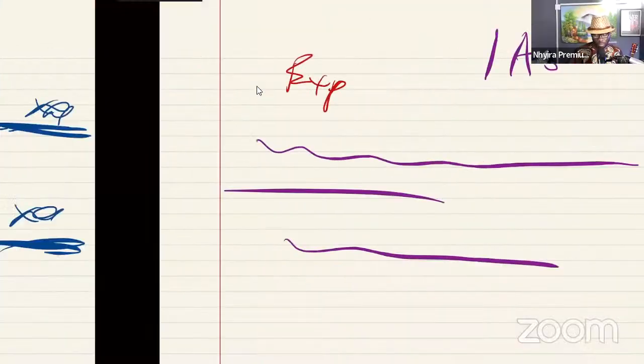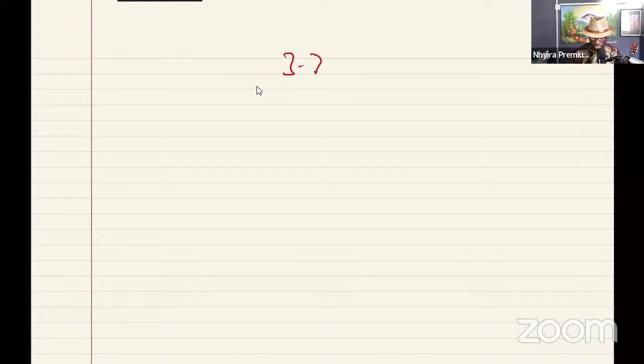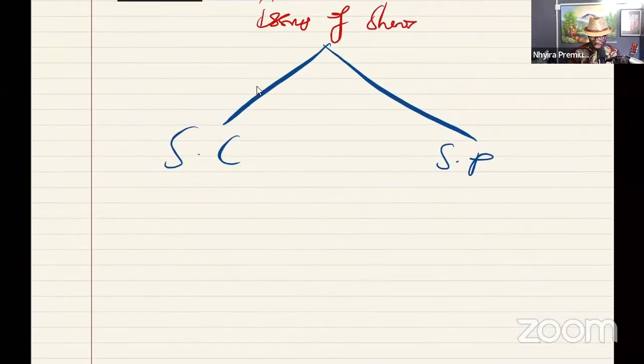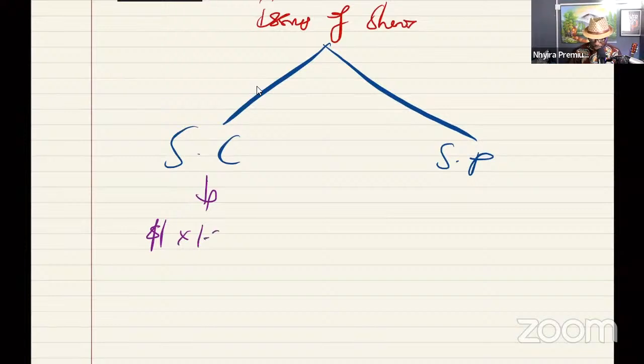It means I'm assuming 3.3 is in the suspense accounts. So that 3.3, which is the issue of shares, must be split into share capital and then share premium. Again, I'm assuming that the nominal value of the shares is $1. If the nominal value of the share is $1, then $1 times 1.5, which is going to be 1.5 million, will be added to the share capital.